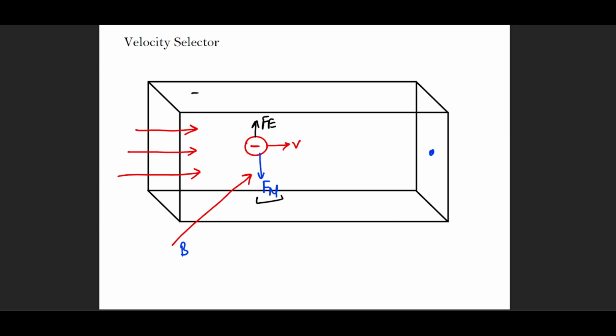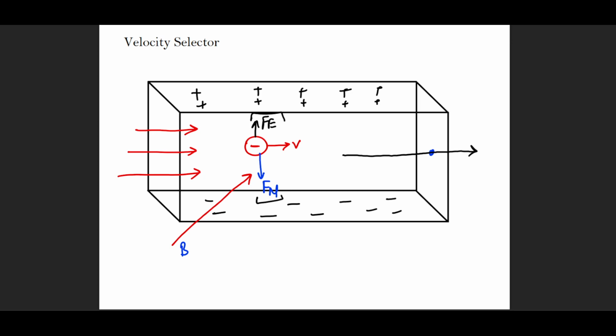And how can I do that? By applying a positive voltage to the top surface and a negative voltage to the base surface, so that the electron is repelled from the downward side and attracted from the upward side. So what happens now? Let's say that the magnetic force and the electric force on this electron are exactly equal. Then this electron will pass straight through the slit.